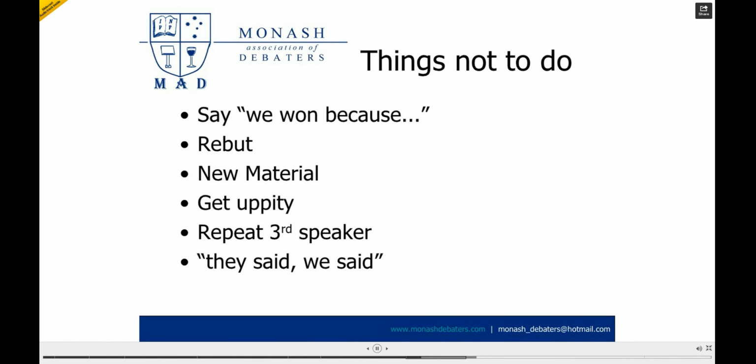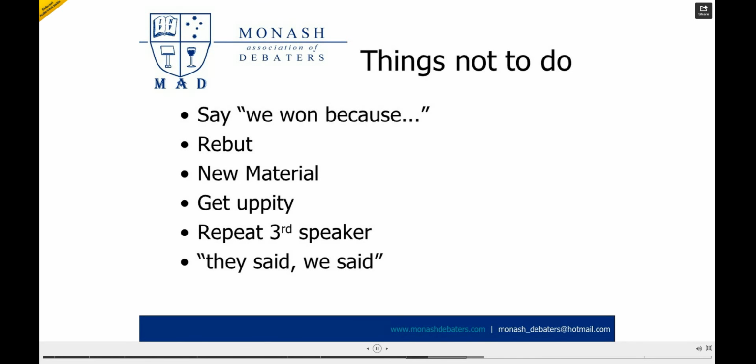And a lot of people think replies are useless, and we'll deal with this in a second, because the problem is that people don't use them properly. People use them to rebut or to get uppity or just to repeat people, which makes them redundant. If you do them properly, they're not redundant. They're really important, they're really good.